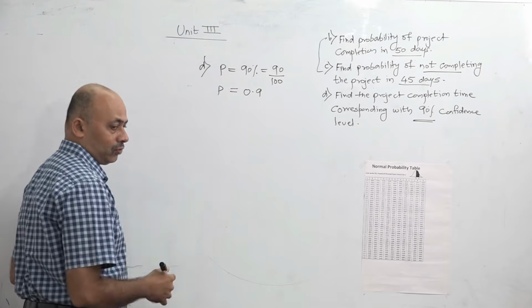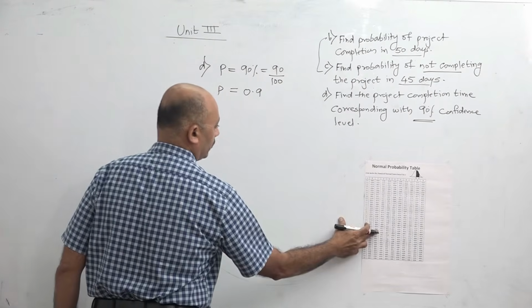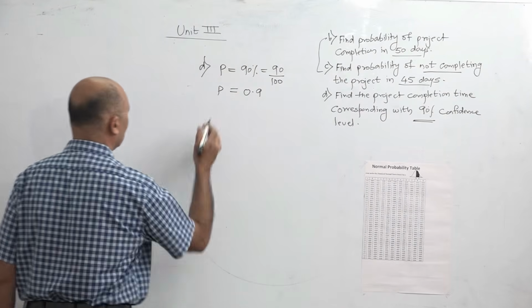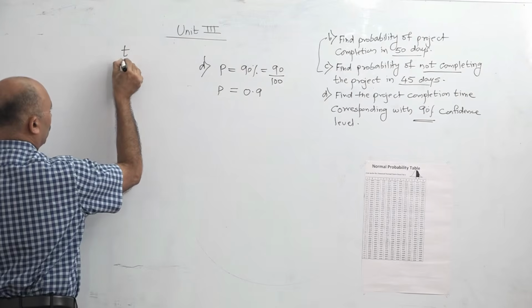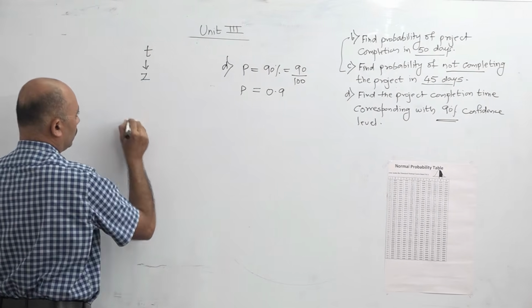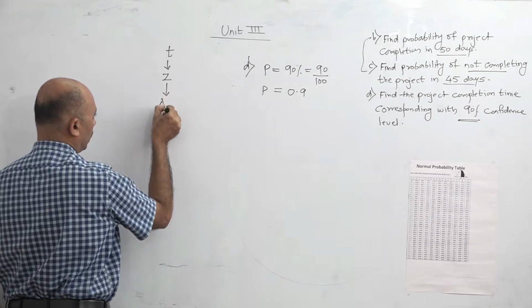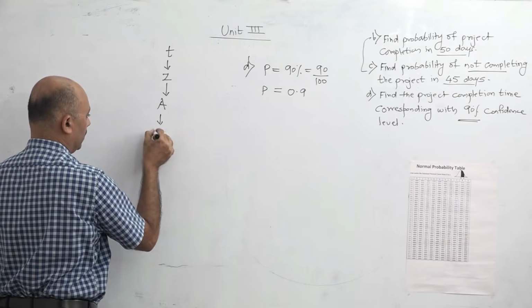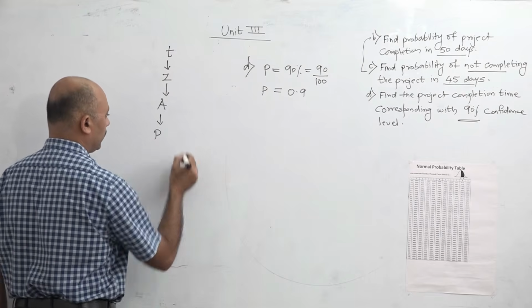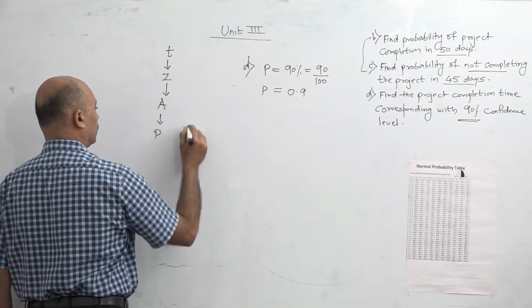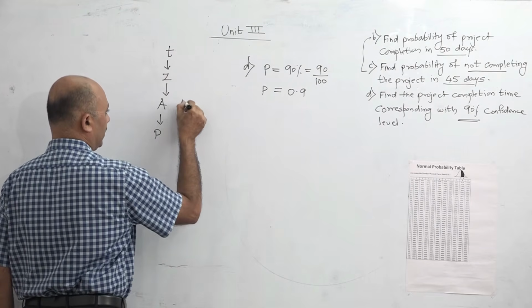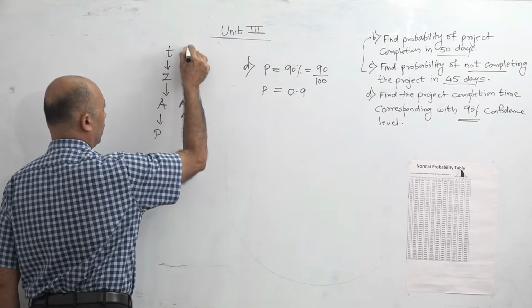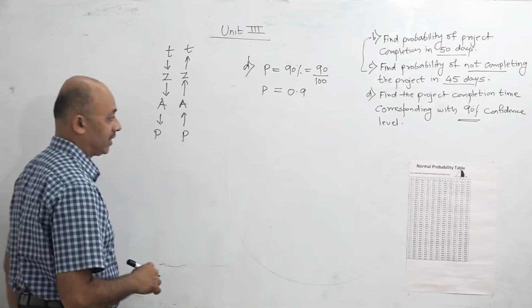Now we have to go in a reverse way. In the first question, time was given. From time we found the Z value, from the Z value we found the area in the table, and from the area we found the probability. In this question, probability is given to us. From here we will find the area in the table, from area we will find Z, and from Z we will find time. So we are going in the reverse direction.